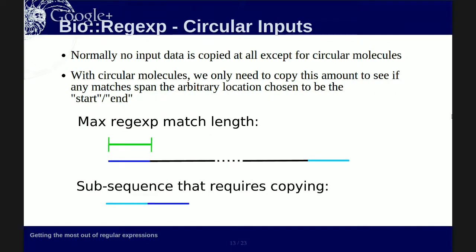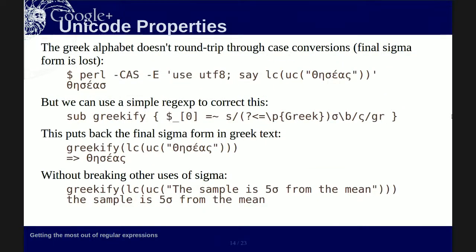Yeah, so in this case, it avoids copying the entire data structure and shifting it, and just copies the little ends, reverses them, and scans it, and then merges the results together. Yeah. So now I'm just going to switch gears a bit and talk a little bit about some Unicode stuff.